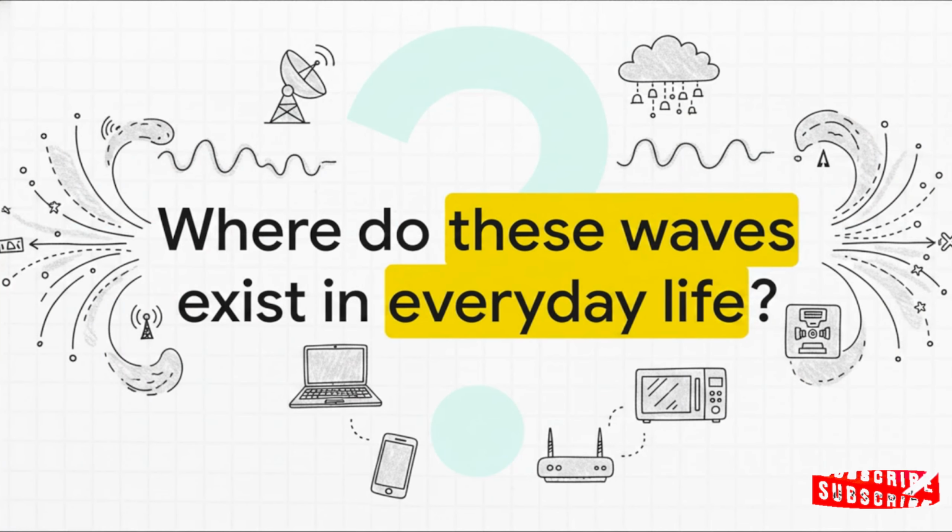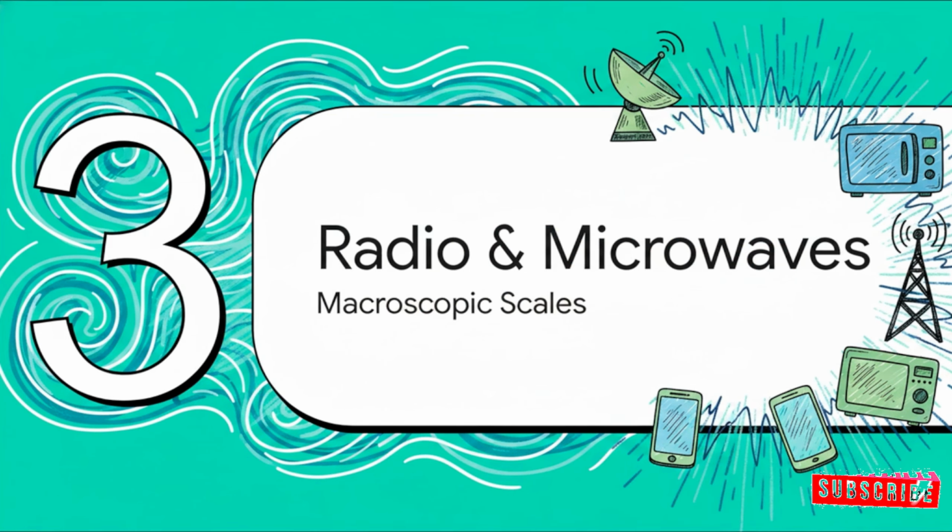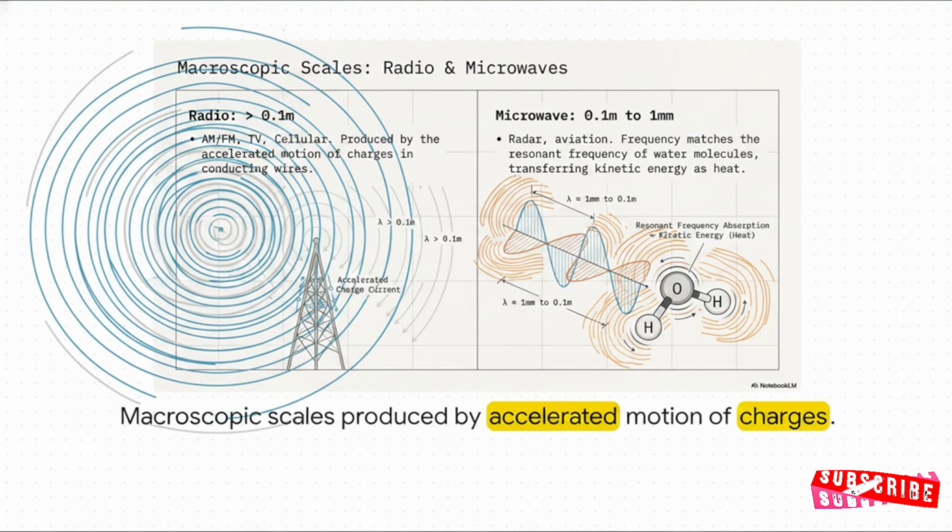Okay, now that we know how they're born and how they travel, let's transition from textbook theory to reality. It's time to answer the big question. How do these invisible waves actually impact our everyday modern technology? Section 3. Radio and microwave applications, the macroscopic scales. Let's see how this builds into the tech you literally use every single day.